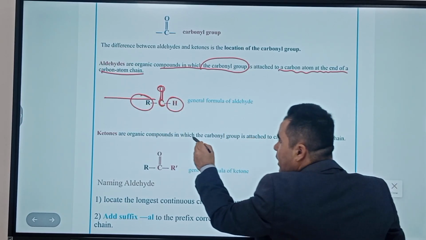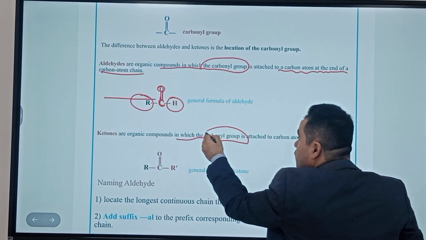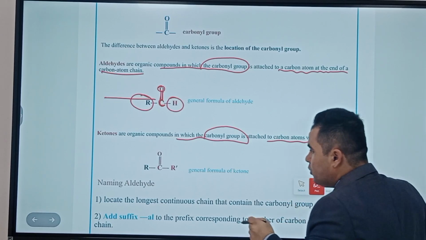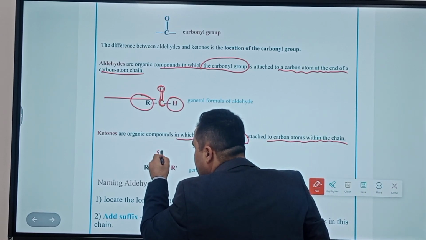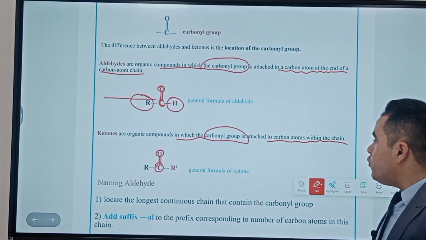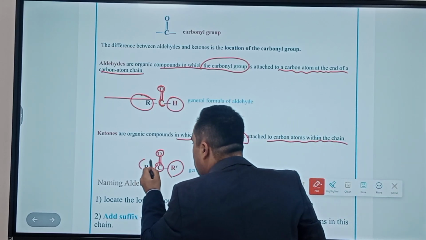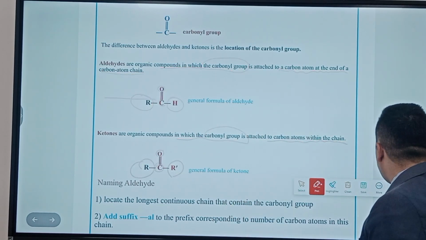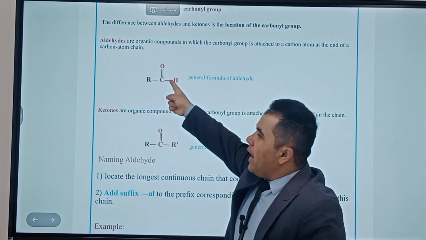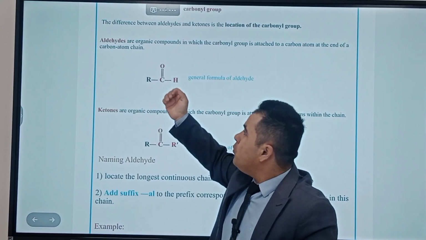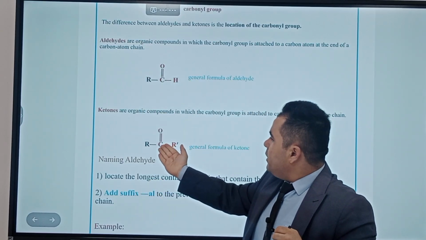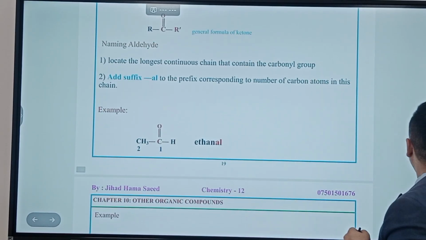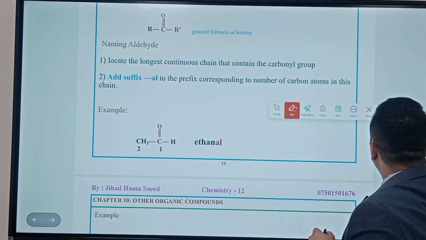But the ketones are organic compounds in which the carbonyl group is attached to a carbon atom within the chain, not at the end. As you can see, carbon bonded with oxygen, the carbonyl group, is open on both ends for the chains of hydrocarbons. So whenever the carbonyl group is at the end of the chain, it becomes an aldehyde. In the middle, it becomes a ketone. Let us name the aldehydes and then the ketones as well.